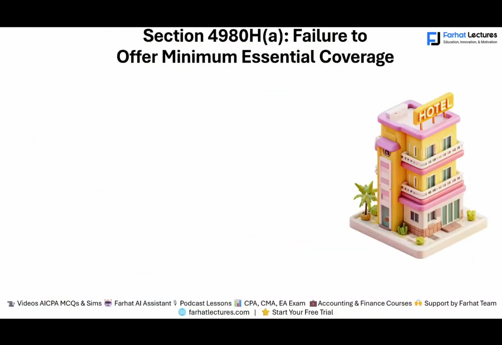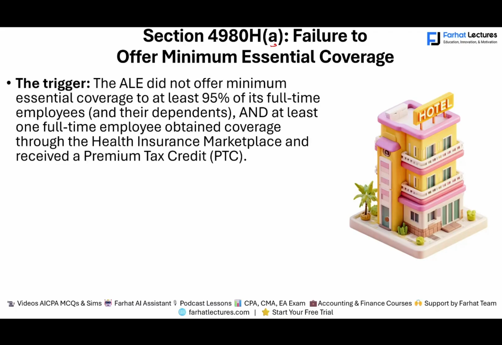Let's start with violation A. It's failure to offer the MEC, the minimum essential coverage. Now, what triggers this violation? Well, this violation is triggered when the applicable large employer did not offer the MEC, the minimum essential coverage, to at least 95% of the full-time employees and their dependents. And this is basically what the MEC is, offering some sort of coverage to 95%.